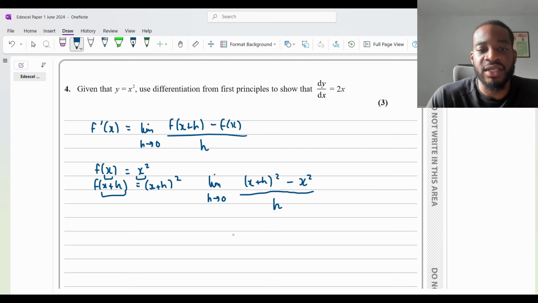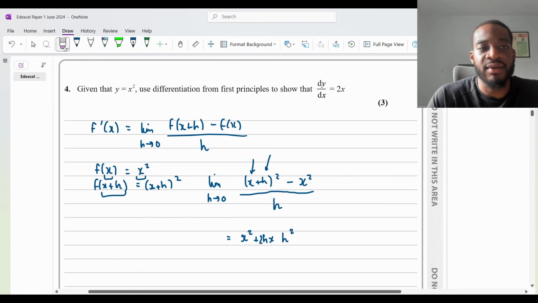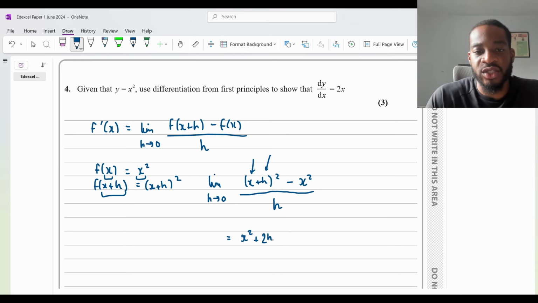We need to show that that's 2x, so let's expand that. Expanding that bracket, you can do this very quickly. You square that term, that's x squared. You square that term, that's h squared, so put that there. And then you times the two terms together. x times h is xh, or hx. I write hx for alphabetical order. And you put a 2. So that's 2hx plus h squared. Let me write it a bit neater. So x squared plus 2hx plus h squared, and then minus x squared over h here.